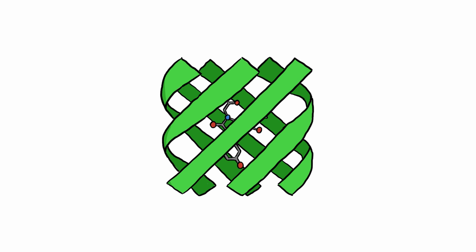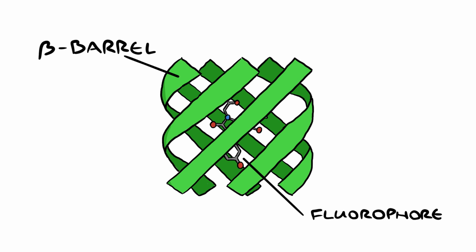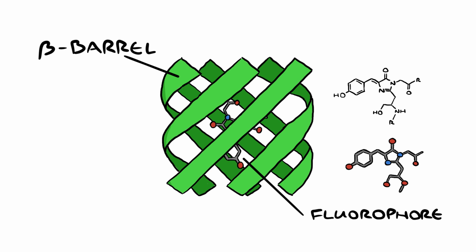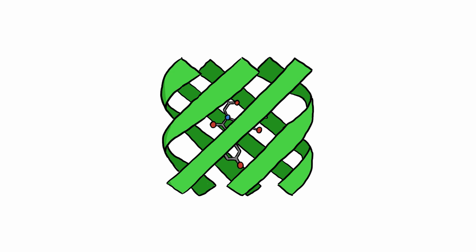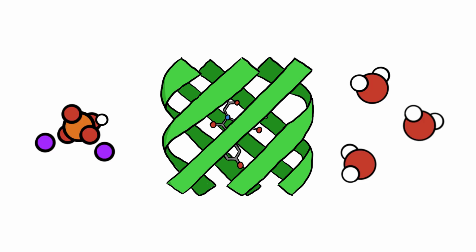The protein's outside portion is called the beta barrel, and inside of it is the fluorophore, the part that actually glows. Because the fluorophore is inside this structure, it's protected from the environment, other molecules, water, so the system stays quantum, it stays coherent.